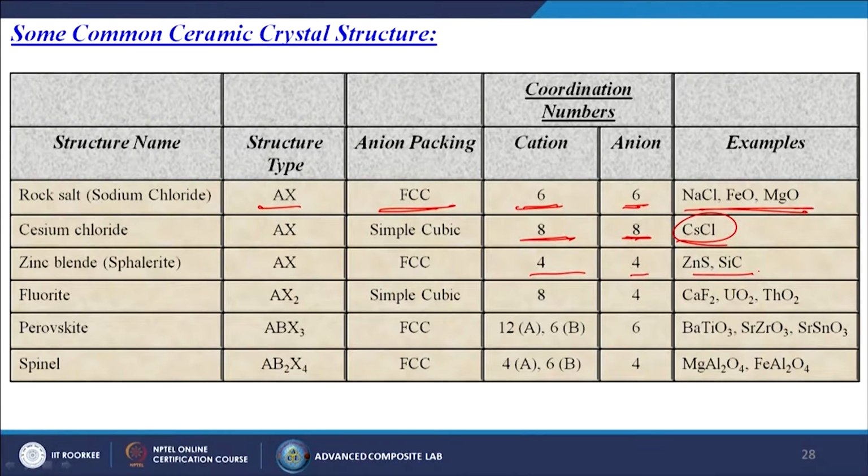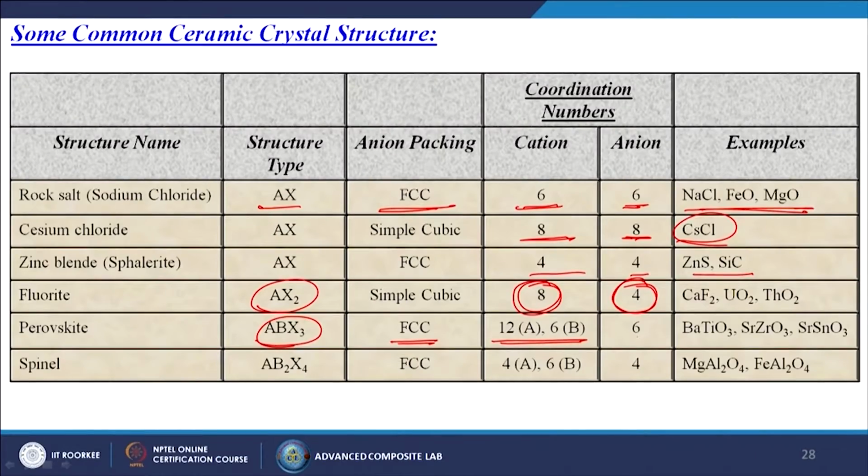For fluorite, generally it is the AX2 type structure type. Here the cation number is 8 and the anion number is 4. So, CaF2 or UO2 or ThO2. Generally we are talking about the perovskite materials. Nowadays they have been widely used for solar cells. So, generally the structure type is ABX3 with FCC structure. So, it is 12 A and 6 B because 2 cations are present in this particular case. So, anion is 6, like BaTiO3, SrZrO3, SrSnO3 like this.